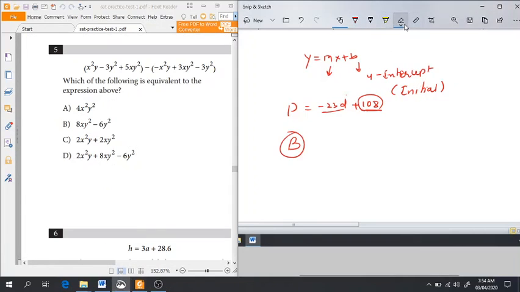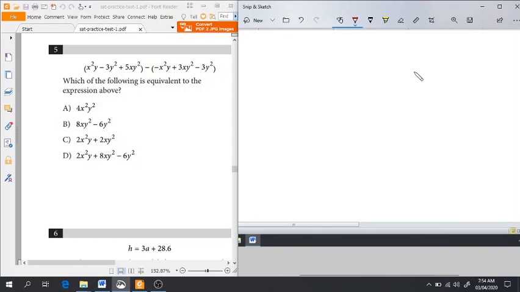Question number 5 is adding polynomials. x squared y minus 3y squared plus 5xy squared minus... Okay, so before adding, let me keep this first term as it is: x squared y minus 3y squared plus 5xy squared. Now I'll write the second term by simplifying. Minus of minus is going to be plus x squared y, minus times plus is going to be minus 3xy squared, and minus times minus again is going to be plus 3y squared.